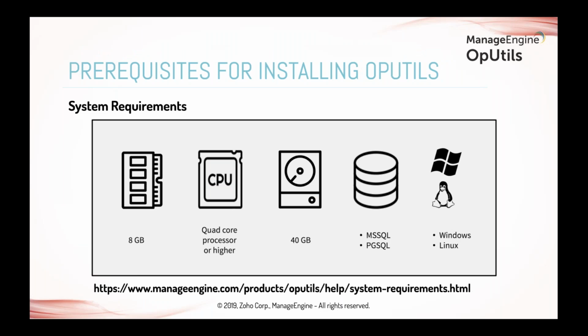We'll now look at the prerequisites for installing OpUtils. OpUtils requires a server, physical or virtual, with 8 GB of RAM, a quad-core processor or higher, and a disk space of 40 GB. The database can be either MS SQL or the product-bundled PGSQL. We have two installations, Windows OS and Linux OS, each with 32-bit and 64-bit. If you would like to view the detailed system requirements, you can visit the link mentioned below.